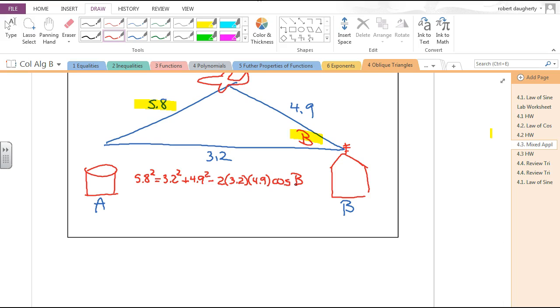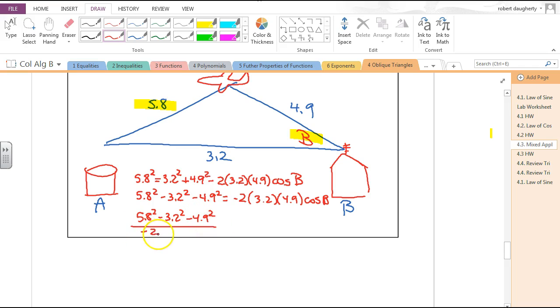Like I said, it's a lot of writing, but it's just now simplifying and getting that cosine by itself. So I can write this as 5.8 squared minus 3.2 squared minus 4.9 squared equal negative 2 times 3.2 times 4.9 cosine of B. How do I get cosine of B by itself now? You divide by everything that it's multiplied by. So 5.8 squared minus 3.2 squared minus 4.9 squared, all of that divided by negative 2 times 3.2 times 4.9, that is the cosine of B.